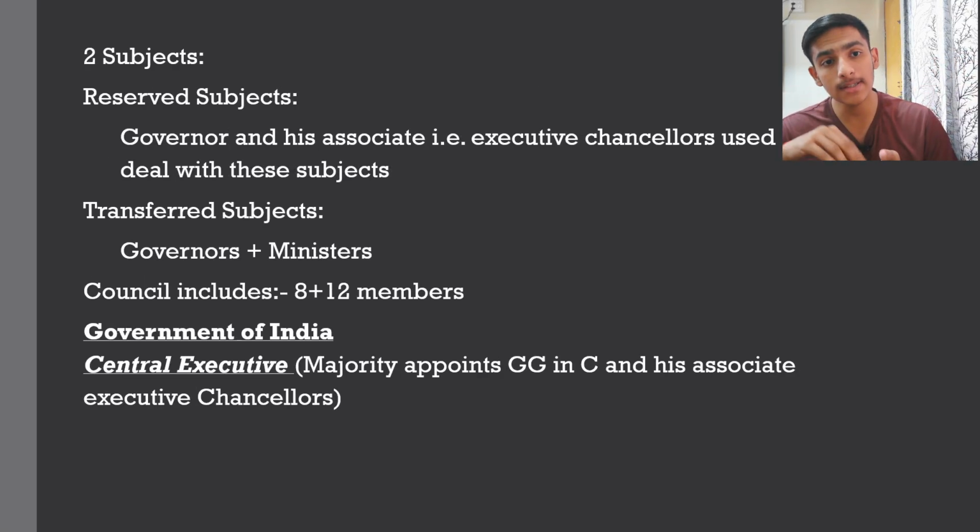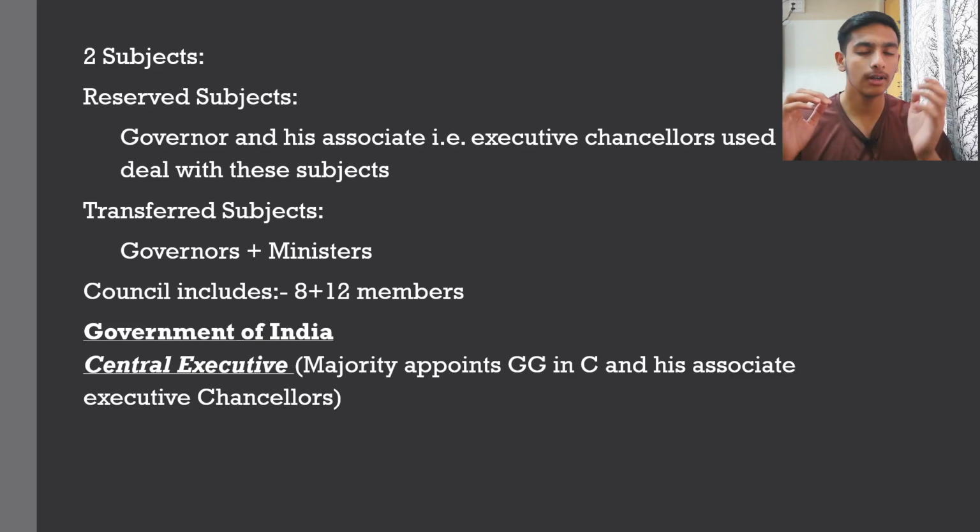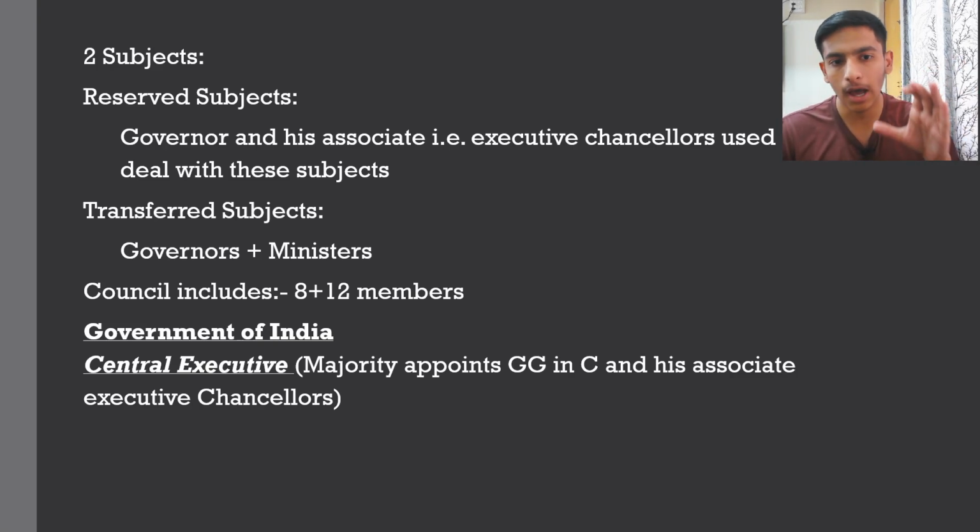And in this, two kinds of subjects were made, reserved subjects and transferred subjects. The Governor and his executive councillors used to deal with reserved subjects, and for transferred subjects the Governor and ministers used to do so. Now this council includes almost 8 to 12 members, and this was regarding the Crown. And now the Government of India.